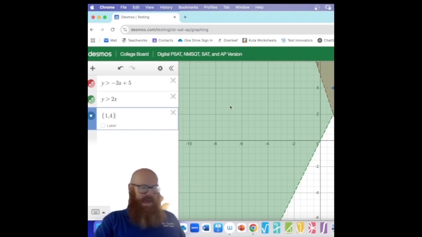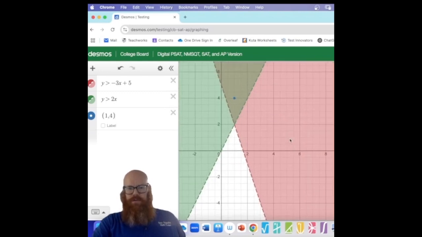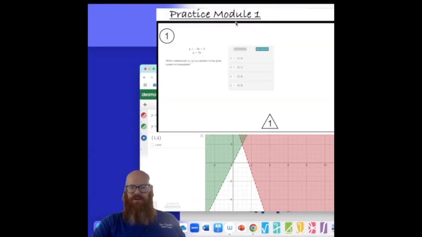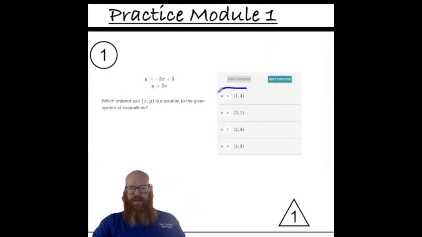And I get my answer because let's remember, let me move this over, sorry, so everybody can see. When you are solving a system of inequalities, one is the red, the other one is the green, and then the solution set is the intersection of both colors. So this point 1 comma 4 is clearly in that intersection, so that must be the answer. So we jump back here, and the answer is A, 1 comma 4.